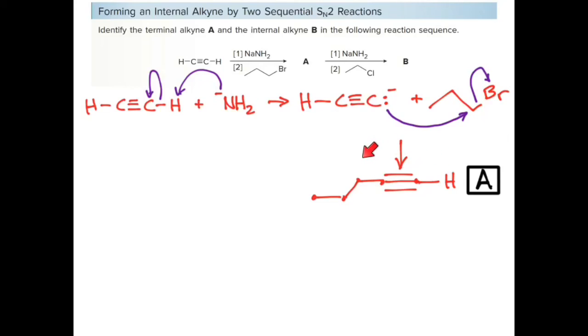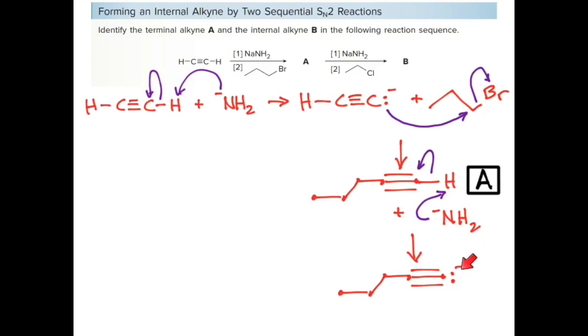So now this terminal alkyne can react with another equivalent of the strong base because it contains one more hydrogen. So we can deprotonate this second hydrogen here using another equivalent of the strong base. And this forms the acetylide ion, which can act as a nucleophile.